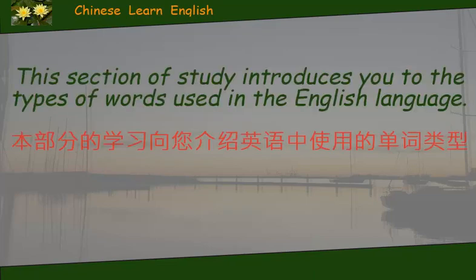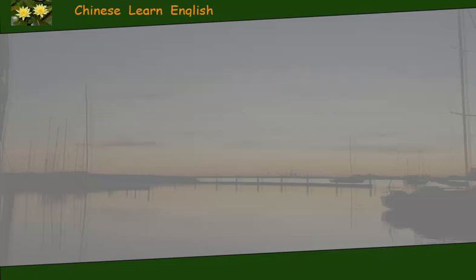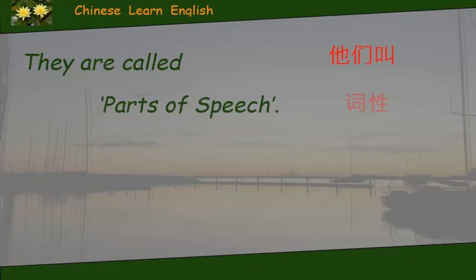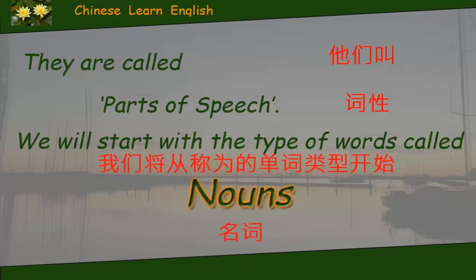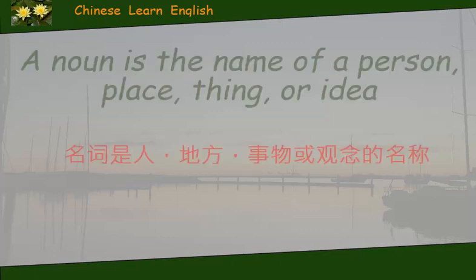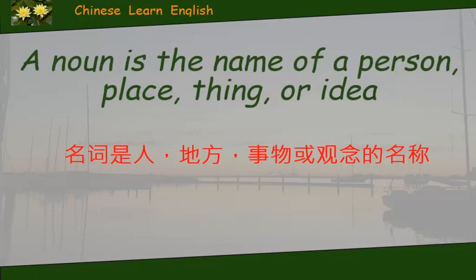This section of study introduces you to the types of words used in the English language. They are called parts of speech. We will start with the type of words called nouns. A noun is the name of a person, place, thing, or idea.